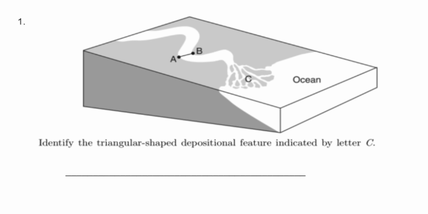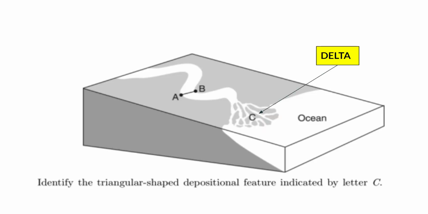Okay, so let's start with question number 1. Pause this video and try question number 1 on your worksheet. Identify the triangular shaped depositional feature indicated by letter C. The correct answer for number 1 is delta. A delta normally happens when a river enters the ocean. So go ahead and make sure you have that answer.